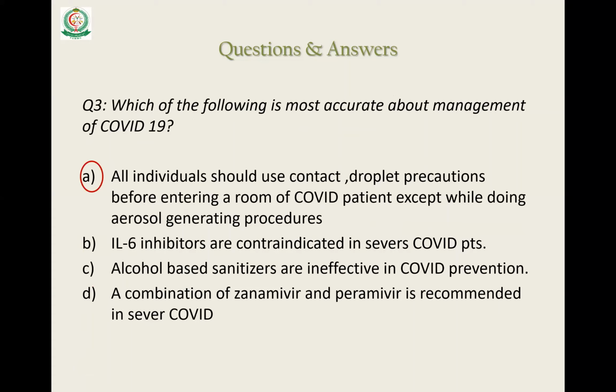Interleukin-6 inhibitors are contraindicated in severe COVID. This is of course false, because many data now show that interleukin-6 inhibitors might help in treating patients with severe COVID. Alcohol-based sanitizers are ineffective. No, they are effective in preventing COVID; doing hand hygiene using this kind of alcohol sanitizer for 20 seconds is effective. Combination of zanamivir and peramivir is recommended. This is false. Answer. Next.